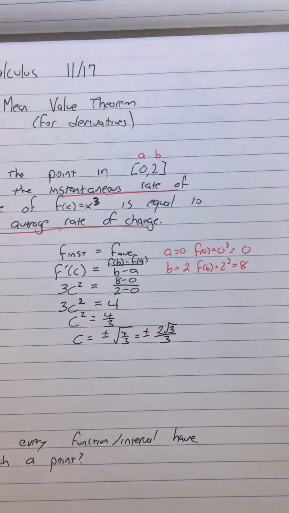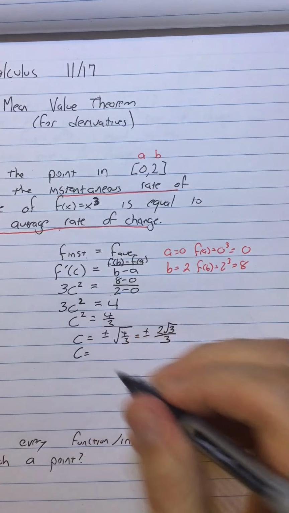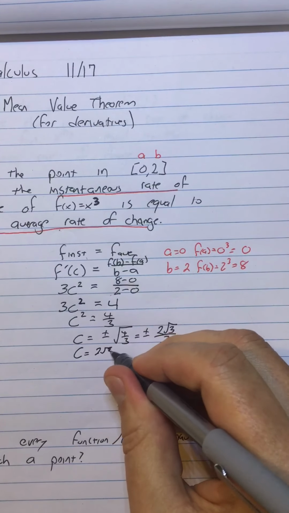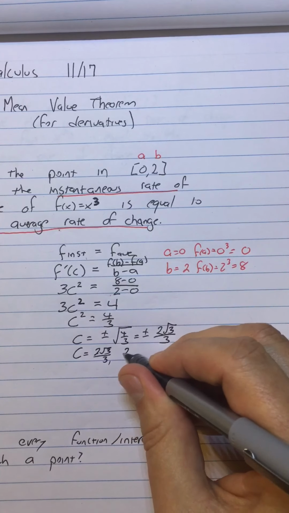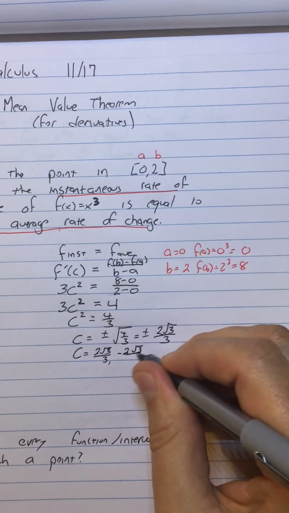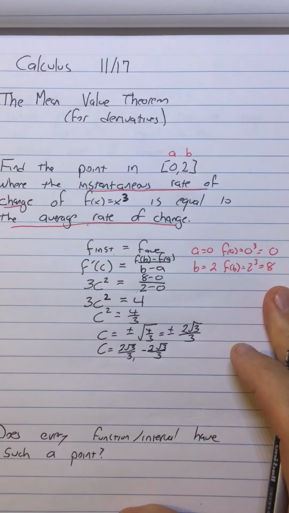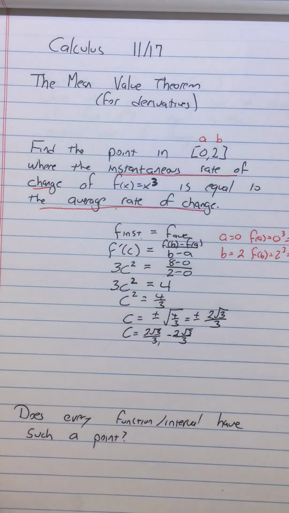Now, there are two values here, all right? C equals 2 square root 3 over 3, and C equals negative 2 square root 3 over 3. I'm going to reject one of them as a solution. Which one am I going to reject? I'm going to reject the negative one. Why? Because C can't be negative, because you can't have a negative answer.